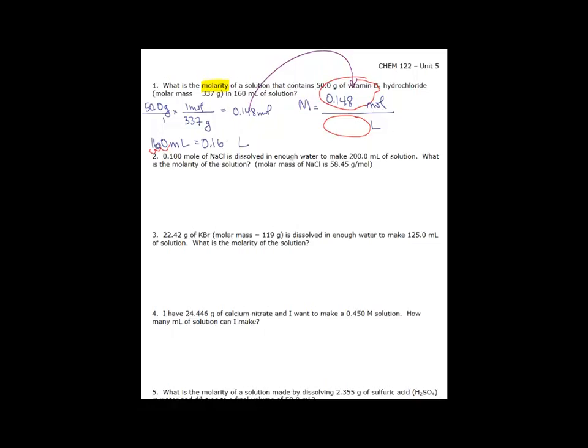Be careful on this. A lot of students will put a 0 right here. But 160, look at that number very carefully. That only has 2 sig figs. So do not put a 0 there, because that would make it have 3 sig figs. So I'm going to carry this number over here. I get 0.16 liters. Now, am I done yet?